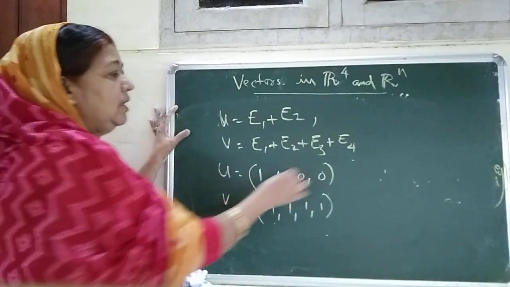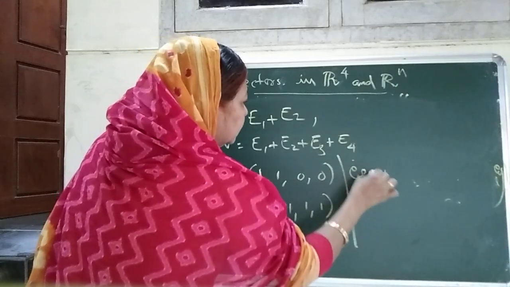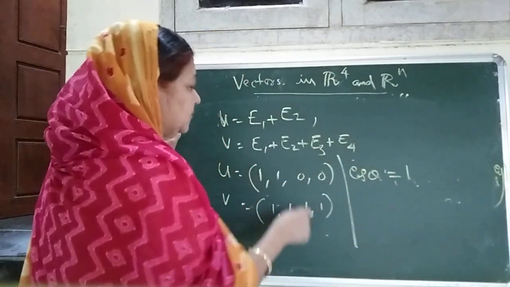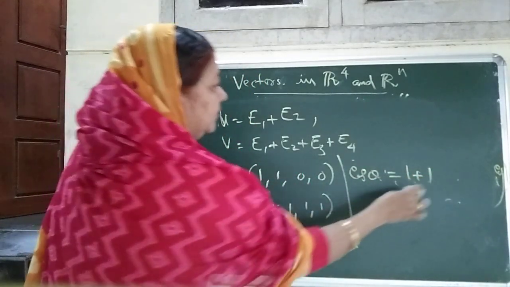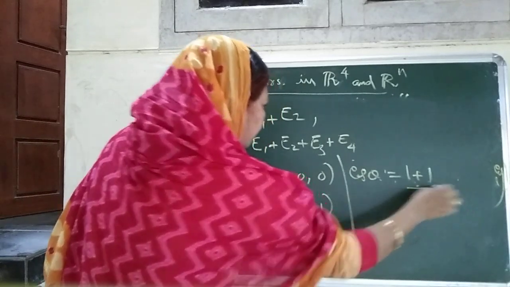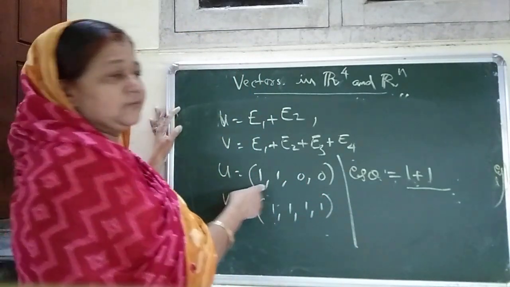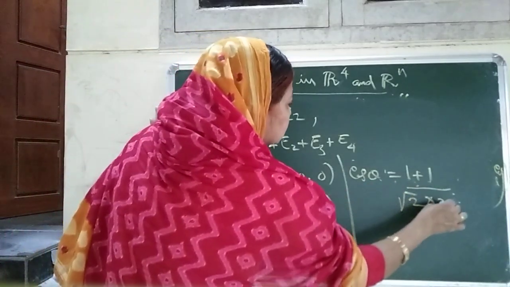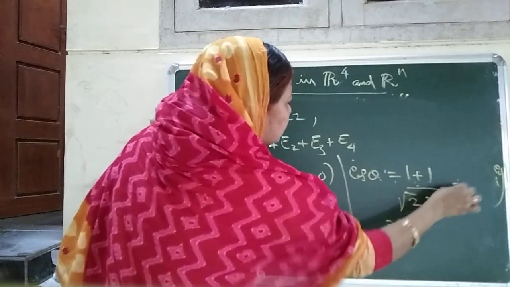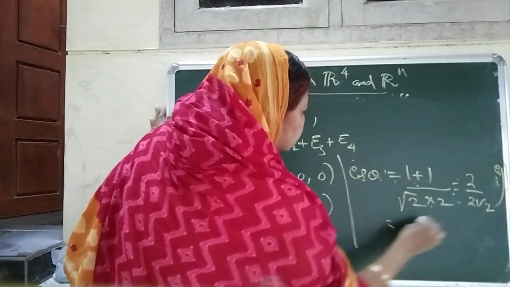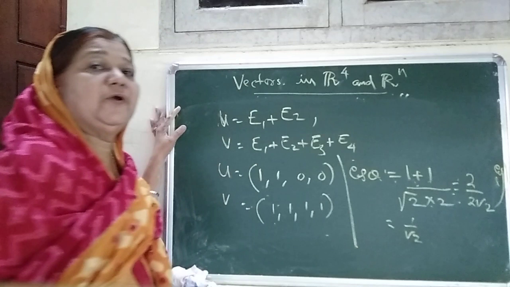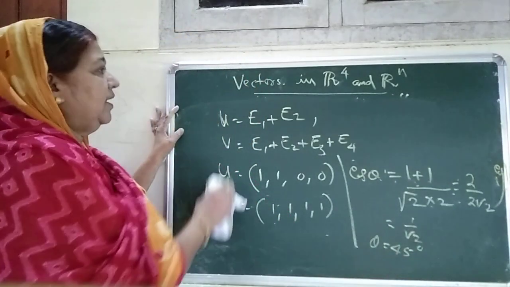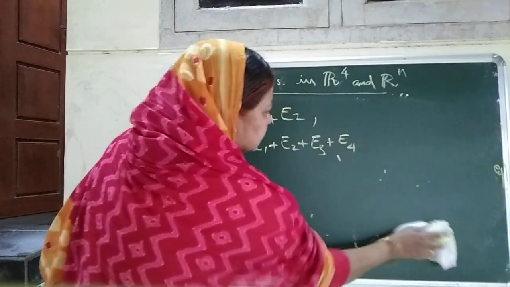Therefore, cos theta equal to u dot v, that is 1 into 1 plus 1 into 1 plus 0 plus 0, divided by the modulus of u, root of 2, times the modulus of v, root of 4, that is 2. That is 2 by 2 root 2, that is 1 by root 2, that is 45 degrees. Theta equal to 45. So we can find the angle between two vectors.